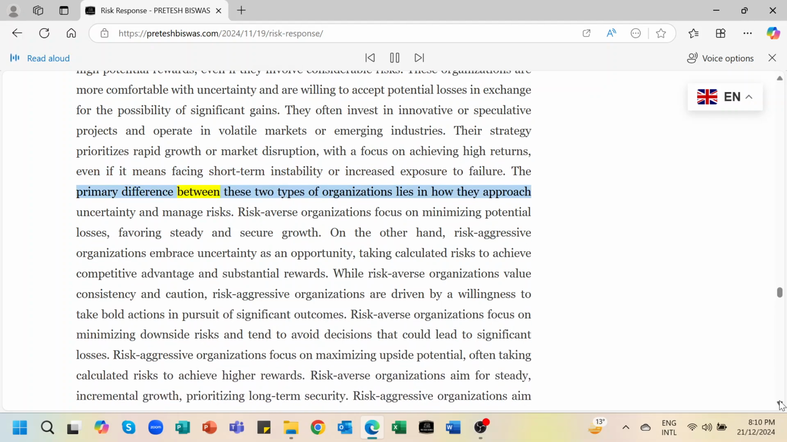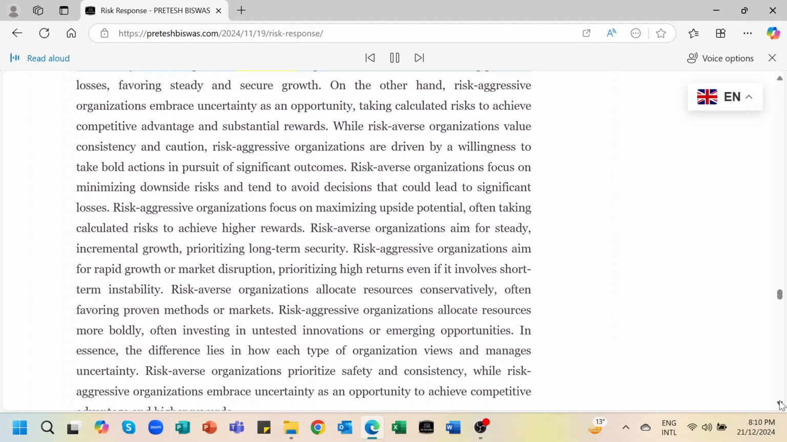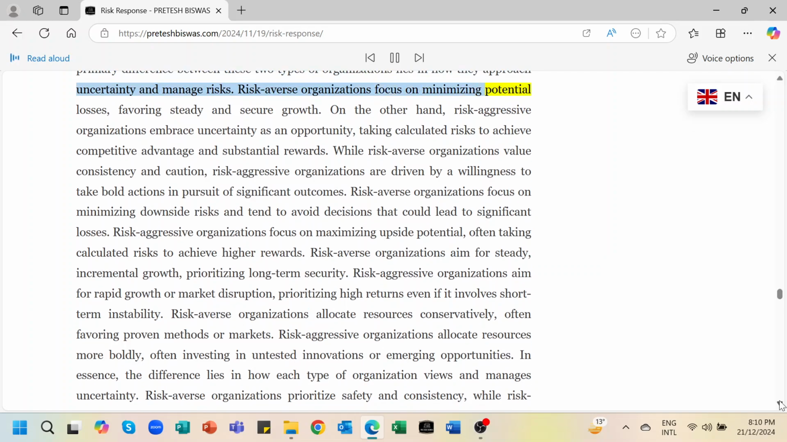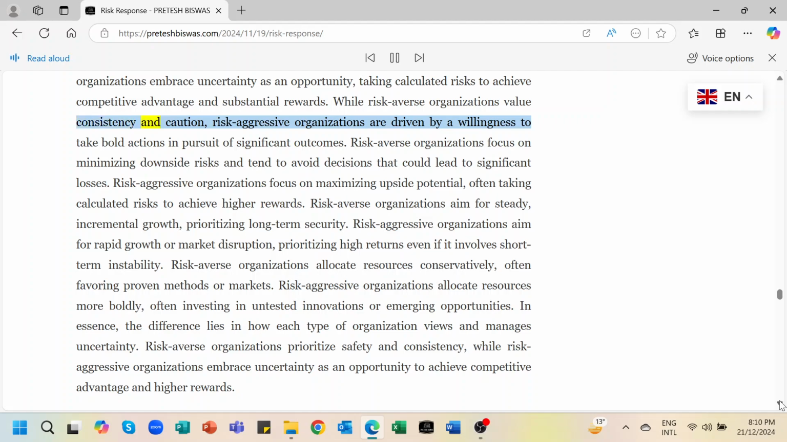The primary difference between these two types of organizations lies in how they approach uncertainty and manage risks. Risk-averse organizations focus on minimizing potential losses, favoring steady and secure growth. On the other hand, risk-aggressive organizations embrace uncertainty as an opportunity, taking calculated risks to achieve competitive advantage and substantial rewards. While risk-averse organizations value consistency and caution, risk-aggressive organizations are driven by a willingness to take bold actions in pursuit of significant outcomes. Risk-averse organizations focus on minimizing downside risks and tend to avoid decisions that could lead to significant losses.